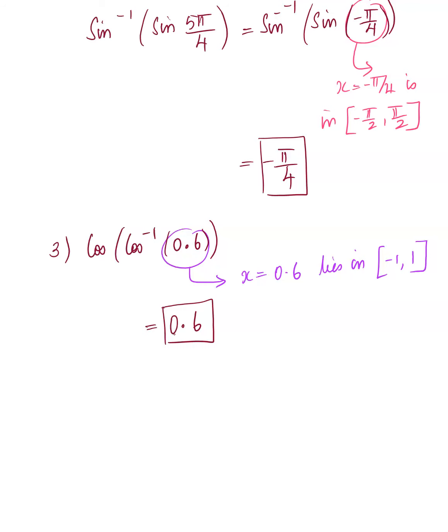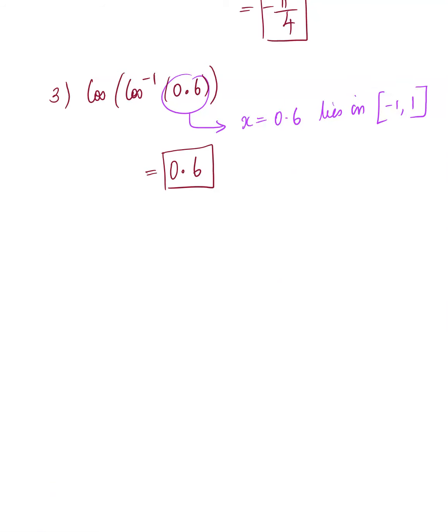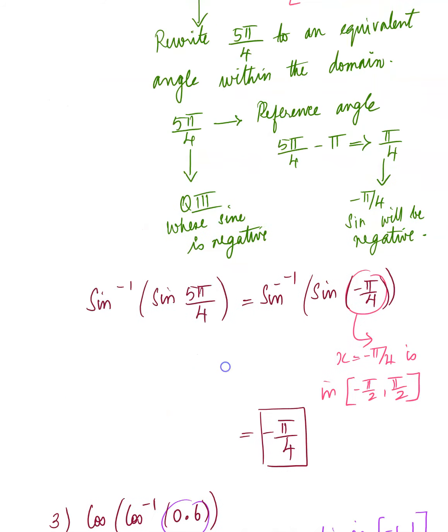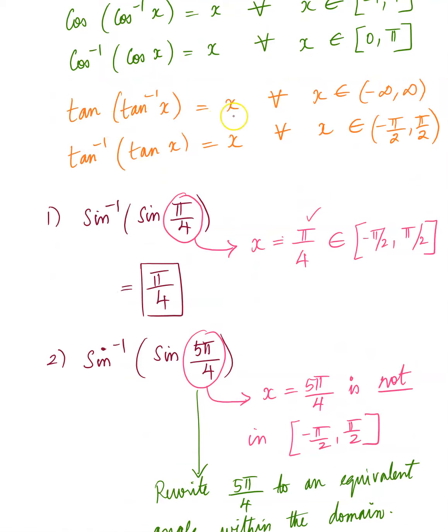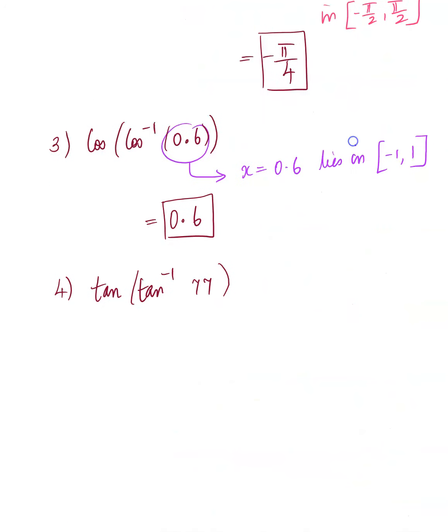Now let's take another one for tan. Let's say tan of tan inverse of 77. Now go to the tan of tan inverse property. Tan of tan inverse is the first orange property, and it says x can be any real number. That's kind of easy because there's no restriction literally. So we say, okay, x equals 77 lies in negative infinity to infinity.